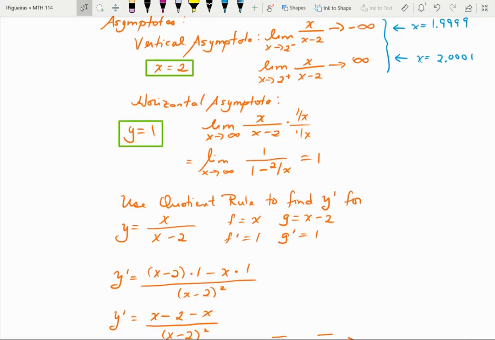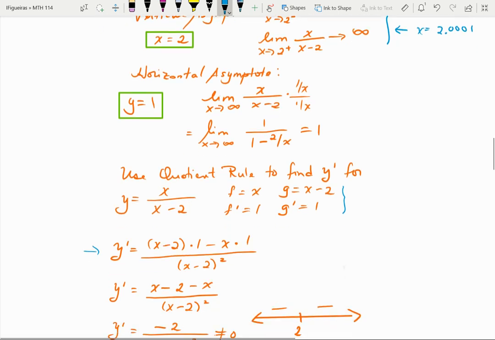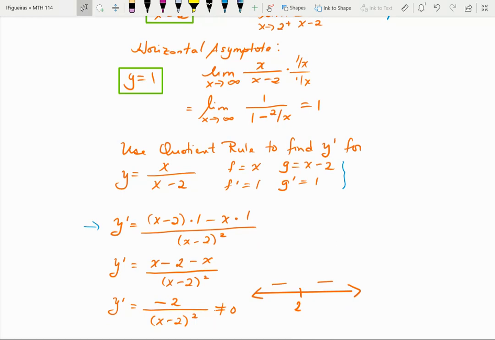All right, so now we're going to use our derivatives. We need to use quotient rule on the original function. Remember, the original function is x over x minus 2. So here's the work for quotient rule here on the right. Your f is the numerator x, f prime is 1. Your g is the denominator x minus 2, g prime is also 1. So when you plug that into your quotient rule, you'll get y prime is x minus 2 times 1 minus x times 1 over x minus 2 squared. Simplify the numerator, it leaves us with the derivative of negative 2 over x minus 2 squared.